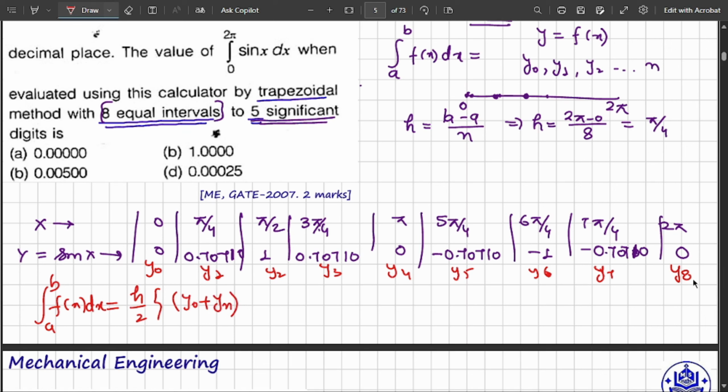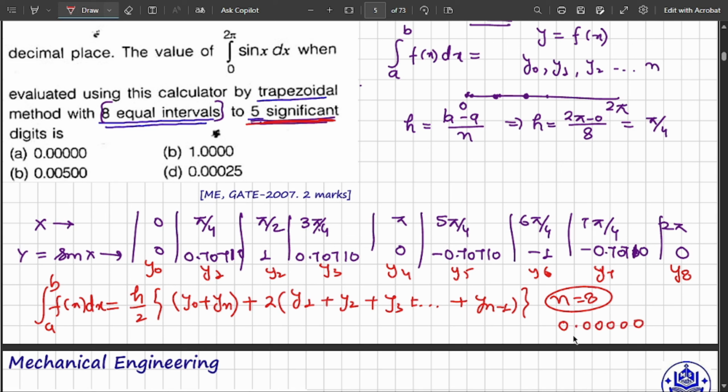What is the last point? It is y8, so here it will be y8. After that, twice all the remaining points, so y1 plus y2 plus y3 up to yn minus 1. Now if n is equal to 8, then after putting in all these values, you will get, up to 5 significant digits, 0.00000. This is more important. So the first answer is correct in this case.